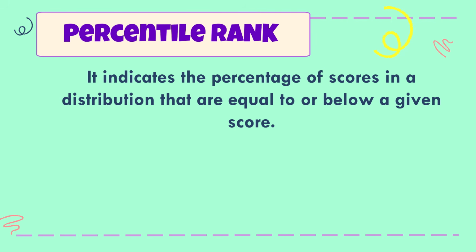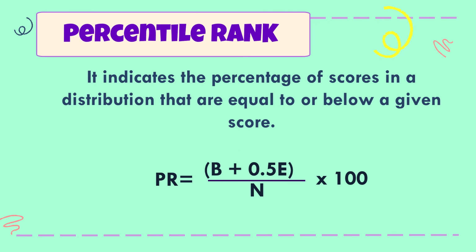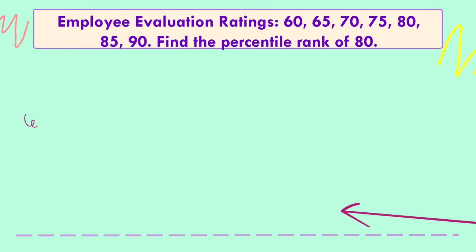How about the percentile rank? The percentile rank indicates the percentage of scores in a distribution that are equal to or below a given score. So percentile rank is equal to B plus 0.5 E over N times 100. The employee evaluation ratings are 60, 65, 70, 75, 80, 85, and 90. Find the percentile rank of 80. Below 80, there are 4. And 80, there is only one.